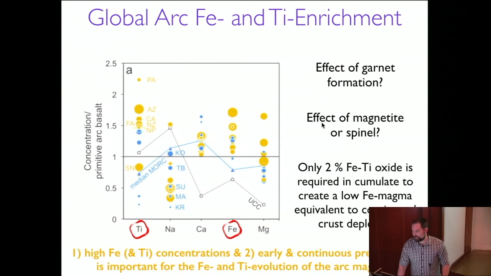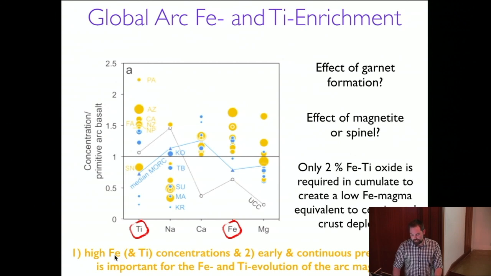And so another major contender is magnetite or spinel. If you're crystallizing magnetite and spinel as deep crustal cumulates, that is going to sequester iron and to some degree titanium in the structure and cause a depletion in the upper continental crust. And you don't need a lot of iron titanium oxide to do this. To create this kind of depletion that matches what you see in the upper continental crust, we calculate that you only need 2% modal amount in the cumulate to create a magma that has this low iron content.